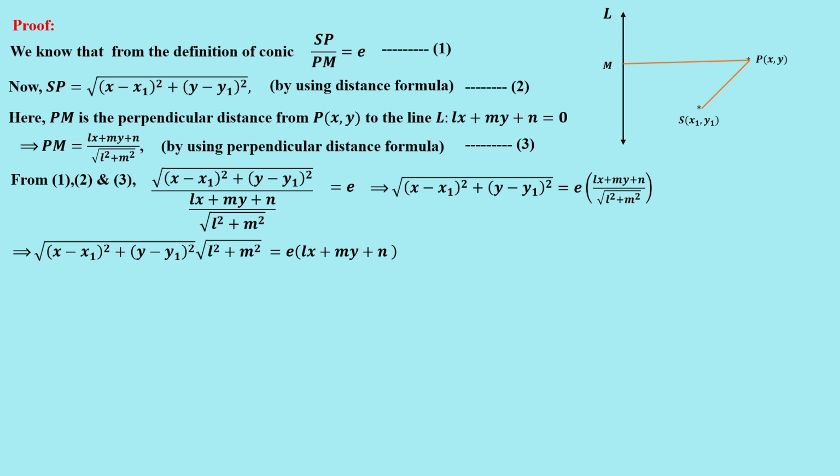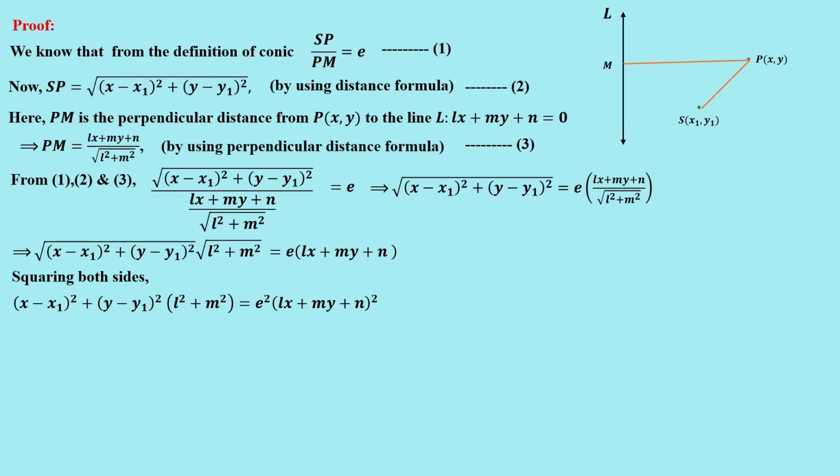So you will get root of (x minus x1) the whole square plus (y minus y1) the whole square into root of L square plus m square equal to e into (Lx plus my plus n). Now squaring both sides. So we have to remove the square root, right? Then only we can easily simplify. That is why we are squaring whenever we are getting square roots, right? So squaring both sides, the square root will go.